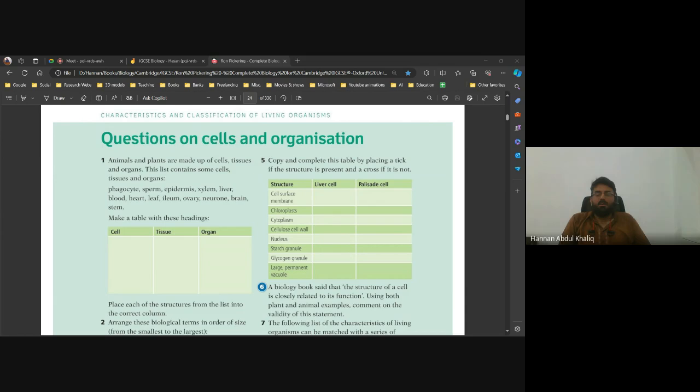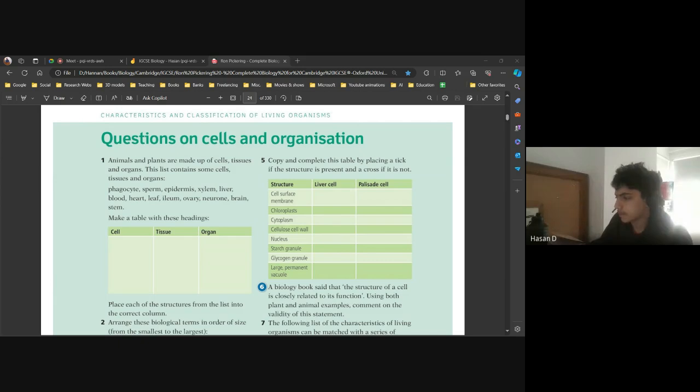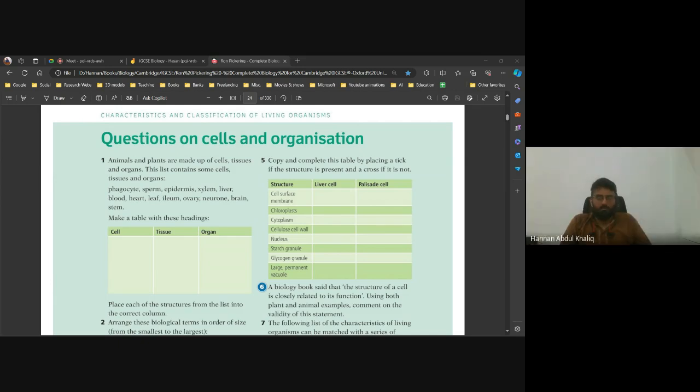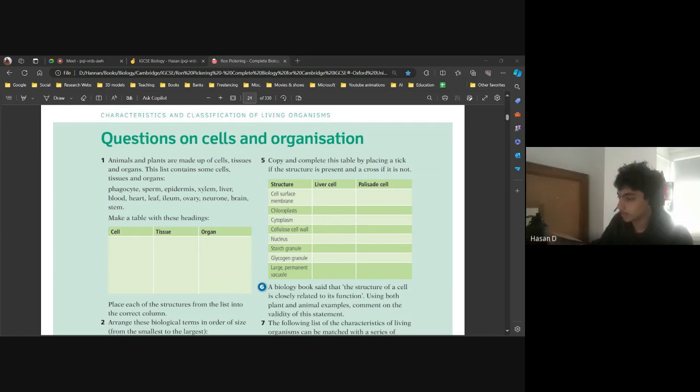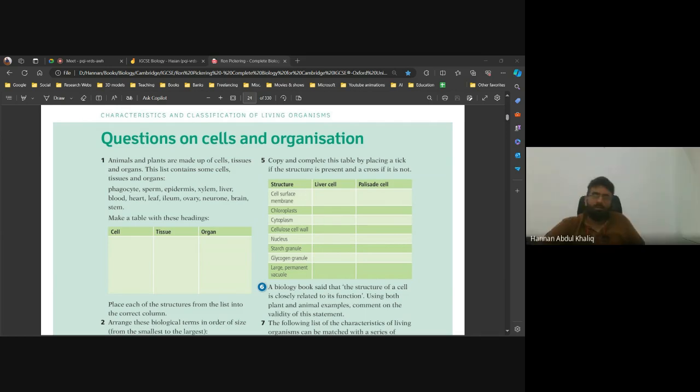So these organelles can be found in either a plant cell or an animal cell. First of all, you have to define which is an animal cell and which is a plant cell. Okay, so palisade cell is a plant cell. Now you have to tick or cross which one is present in which of them, or maybe in both of them. Okay. So let's see what you can do.